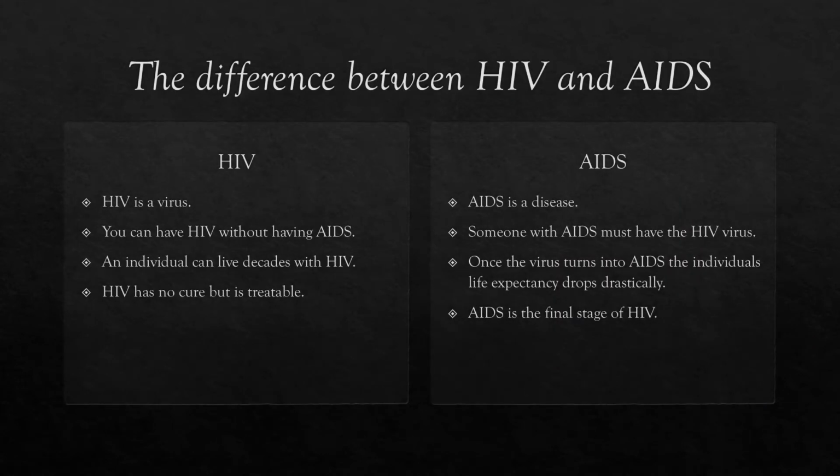The difference between HIV and AIDS. HIV is a virus. You can have HIV without having AIDS. An individual can live decades with HIV. HIV has no cure but is treatable. AIDS is a disease. Someone with AIDS must have the HIV virus. Once the virus turns into AIDS, the individual's life expectancy drops drastically. AIDS is the final stage of HIV.